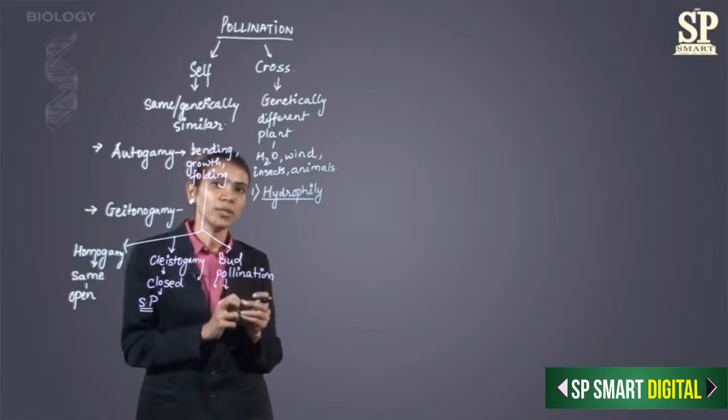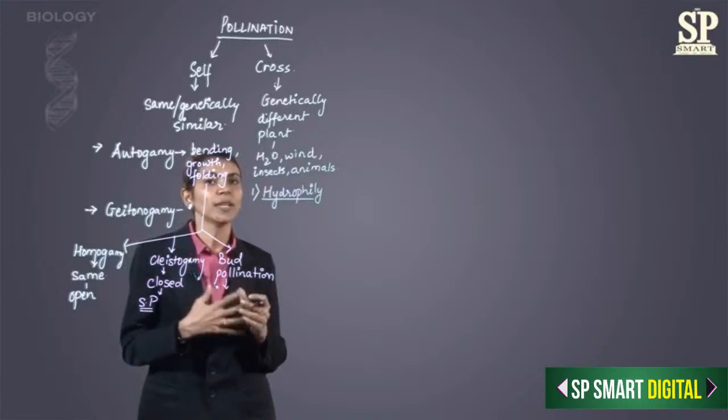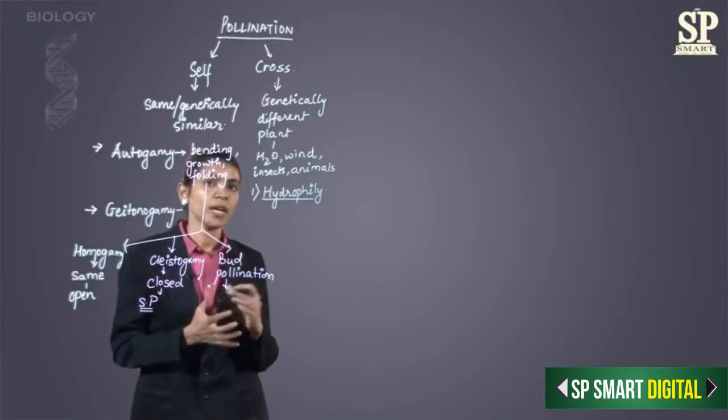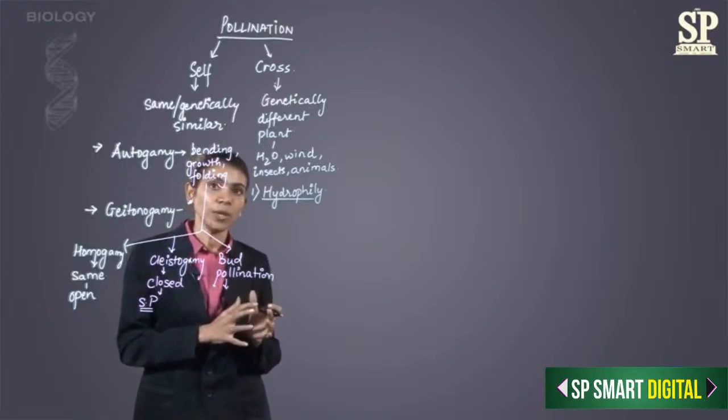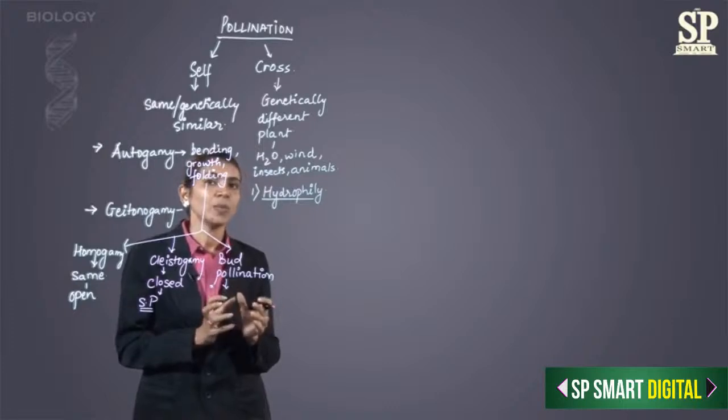But the pollen grains, how will they be? The pollen grains are light, they are small, so that they can be easily carried by the medium of water. How will the stigma be of these flowers? The stigma is sticky so that the pollen grains stick to the stigma. So that was about hydrophily.